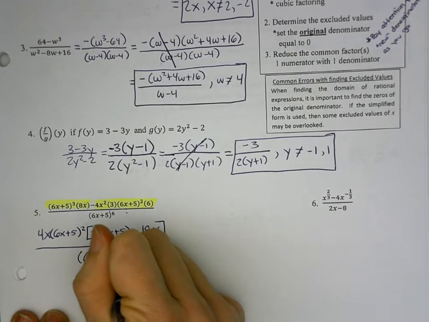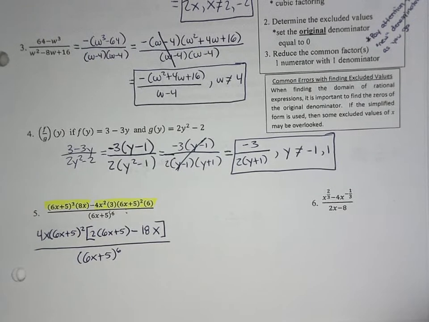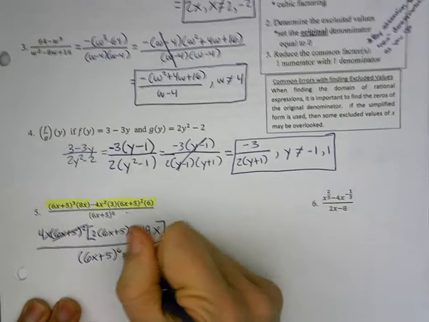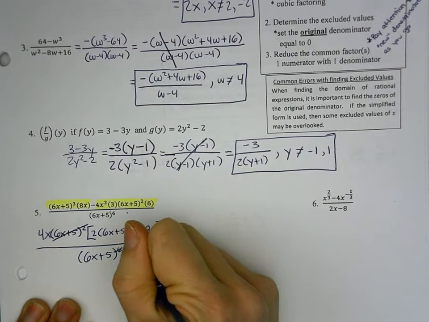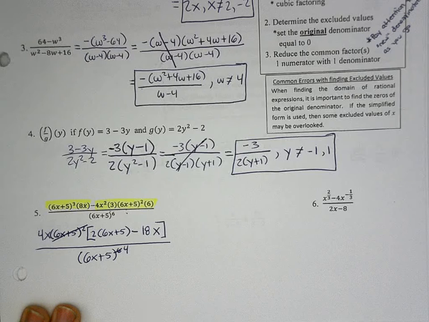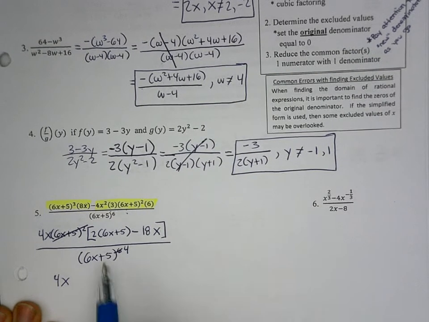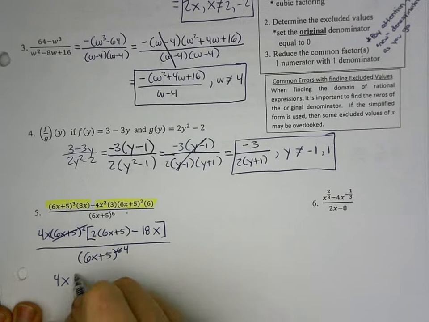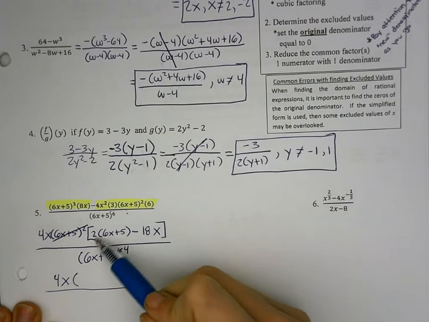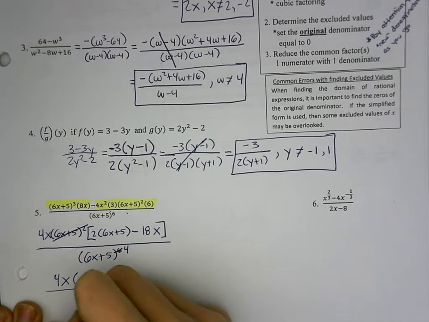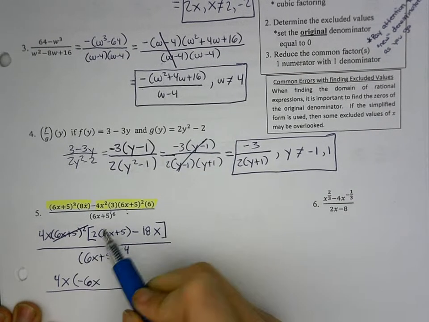Well, what that allows us to do is to simplify. Right? There are 2 6x plus 5s here that'll cross off. There are 6 down here, so that will make 4. And so I'd be left with 4x. Here we would have our, kind of simplifying this would be 12x minus 18x, which is negative 6x, and 10.